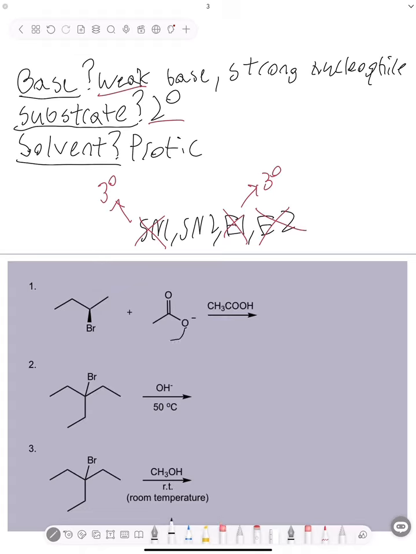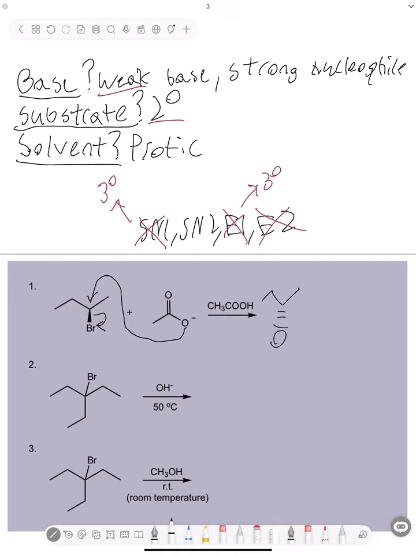This oxygen right here goes and performs this backside attack on this electrophilic carbon and breaks this bond, leaving the remaining electrons to stay with the bromine. So when we draw out the substrate, it would be a dash. Because of that backside attack, it would be the inverse of the wedge.